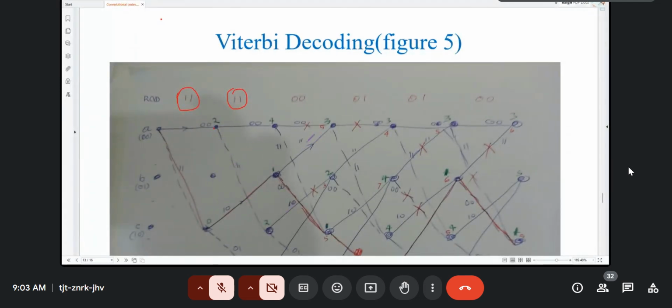But now this is 1 1 and this is 0 0. The difference here, the distance, is again 2. The branch metric is 2, so the path metric will be 2 plus 2. So this becomes 4. This is 2. This is 1 1, again distance is 0, so this will become 2. So for this one, this becomes 2 and this becomes 4.